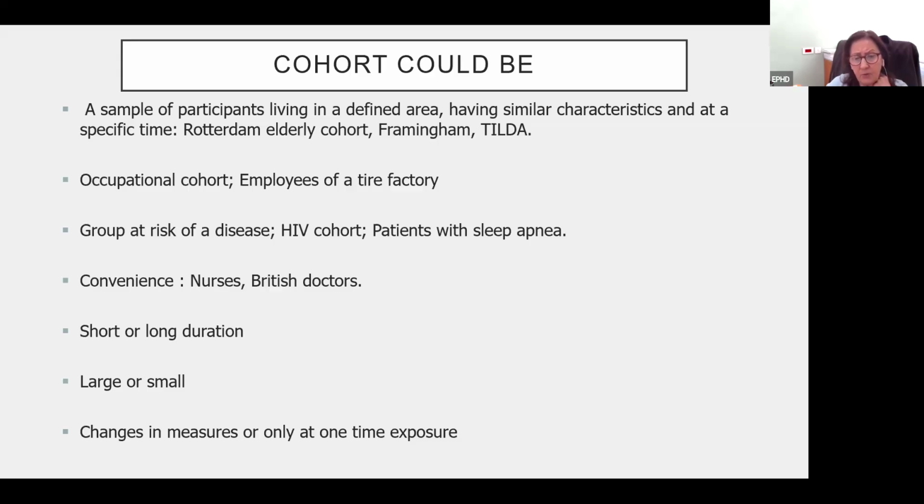We could be looking at a cohort where we only have exposure at the beginning and then the outcome, or a cohort where we want to see the change in exposure. But it could be very much one time, like the cohort of the port blast. You take a cohort of those who were exposed to the blast. So this is a one-time exposure, and then you see after 2 or 3 years what is happening to this cohort.